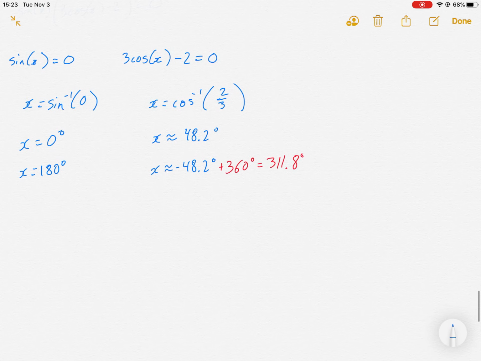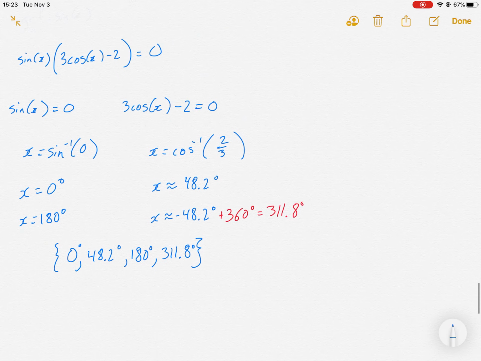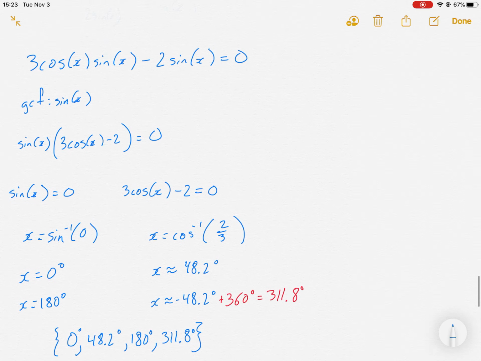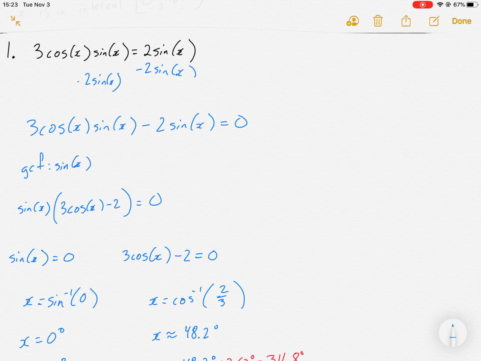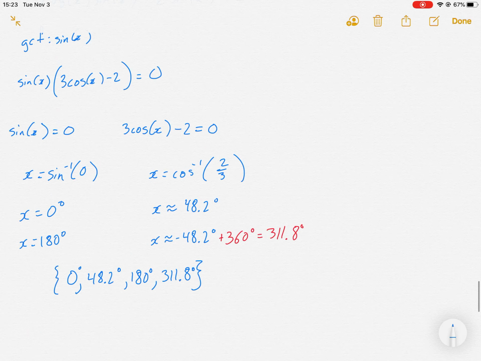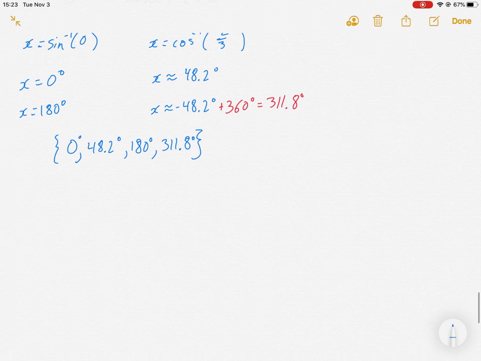So my solution set is once again 4 different solutions: 0, 48.2, 180, and 311.8. If you're ever unsure, you can go back and plug these into the original equation, and it should come out correct. So each side should be equal if you plug those in. So in these problems, the key is really going to be to do that GCF factoring and to recognize that each side of the equation has a similar term in it.